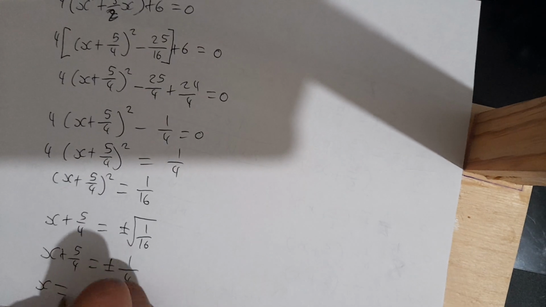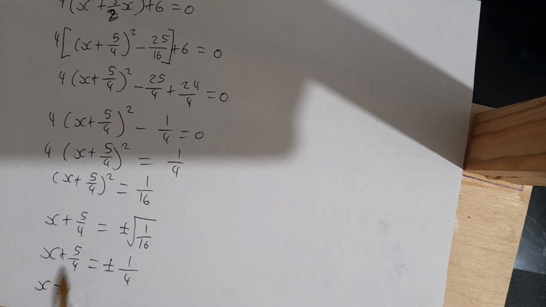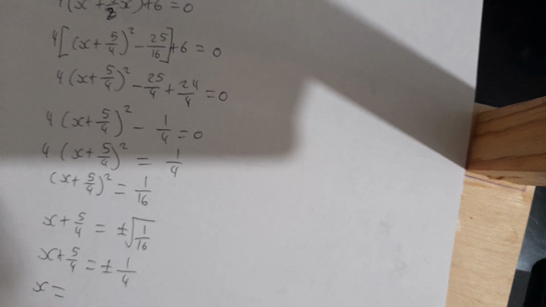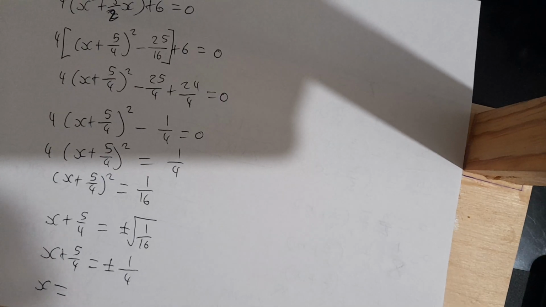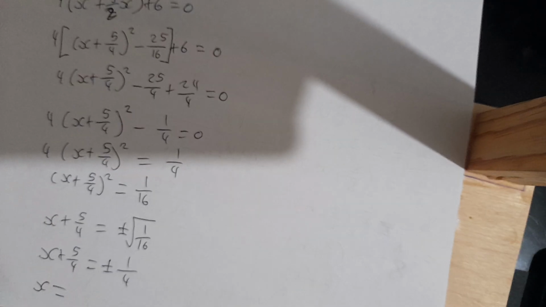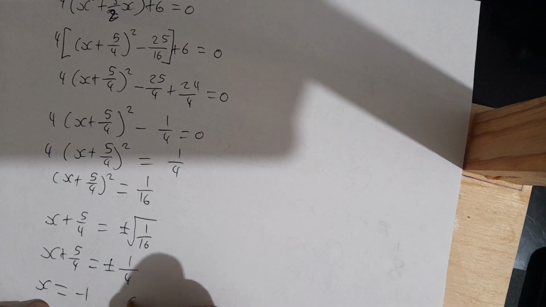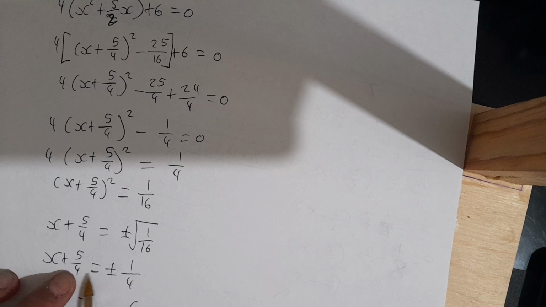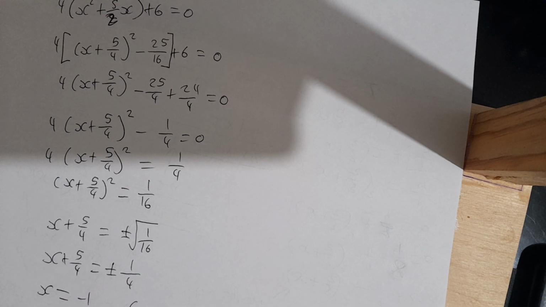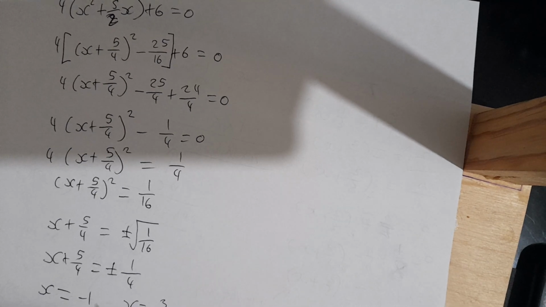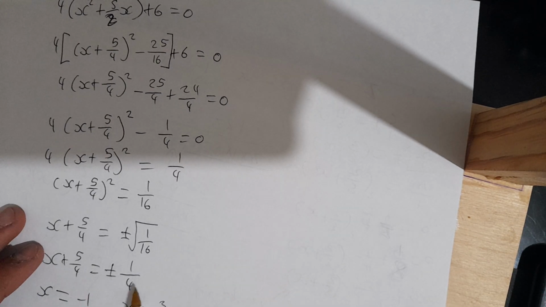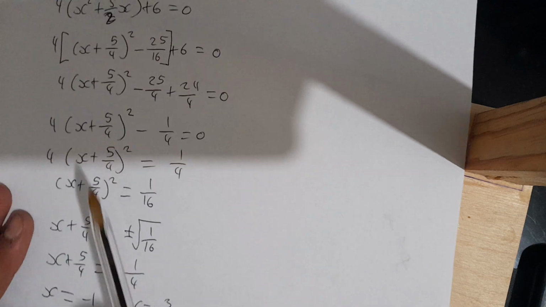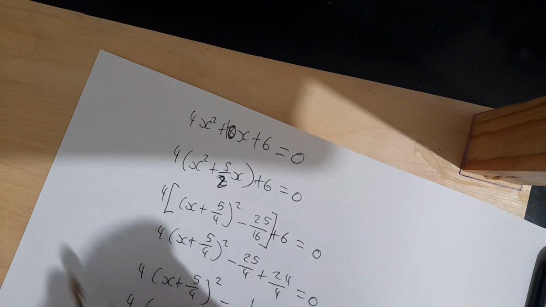And then x equals either a quarter minus 5 over 4, which equals -1, or negative a quarter minus 5 over 4, which equals -3 over 2. And that's our answers for here as well. And we can prove this by factorizing this, and we should get the same answer.